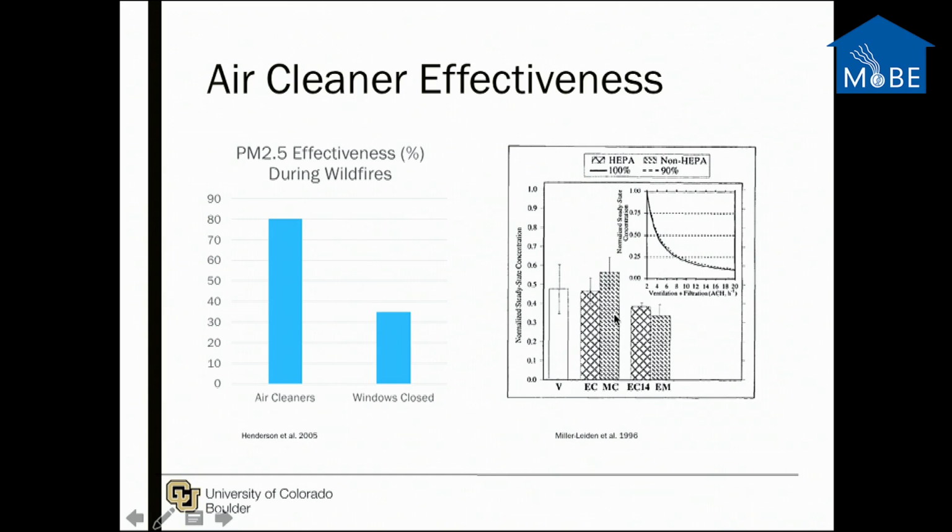If you use portable air cleaners, which are going to give you 4 air changes per hour filtration plus 2 air changes per hour ventilation, you get about the same effectiveness. Or you can use ceiling-mounted air cleaners that will give you 6 air changes per hour filtration. And again, the efficacy will be about a 50% reduction in your concentrations.